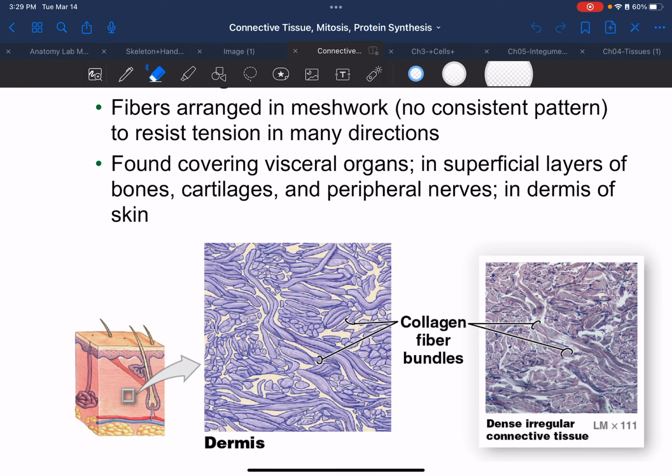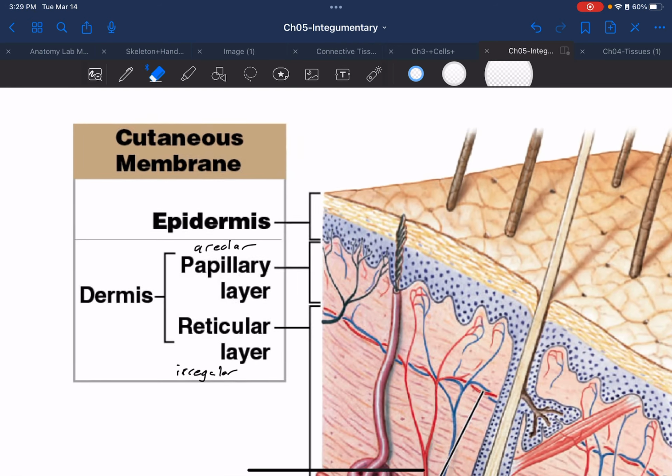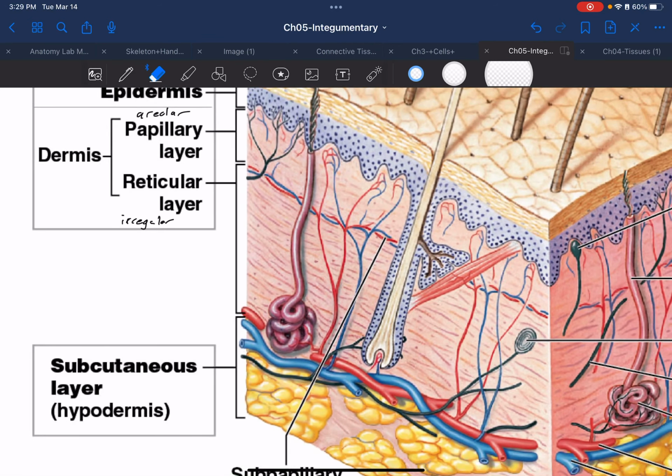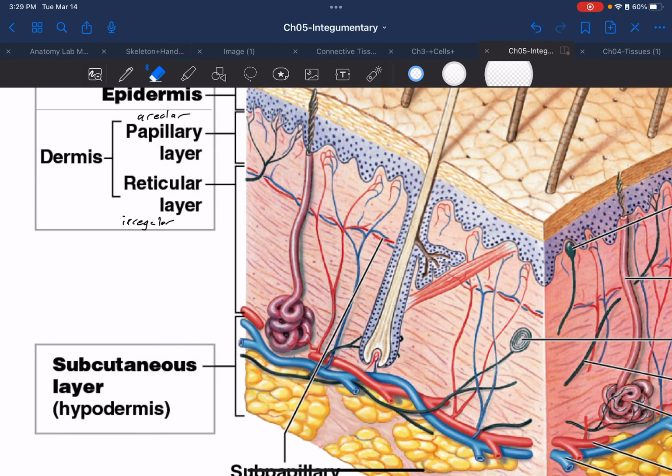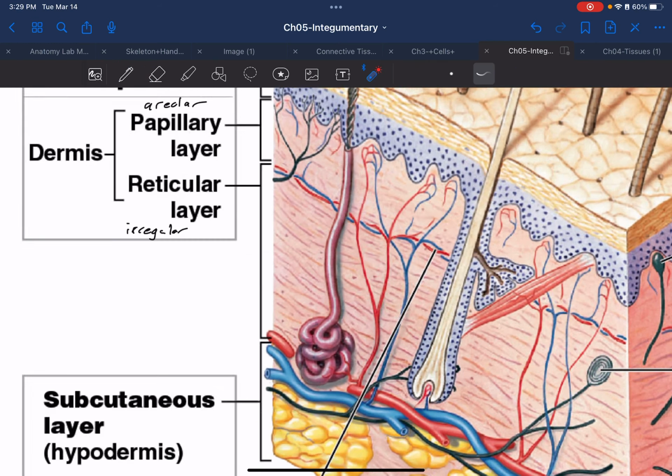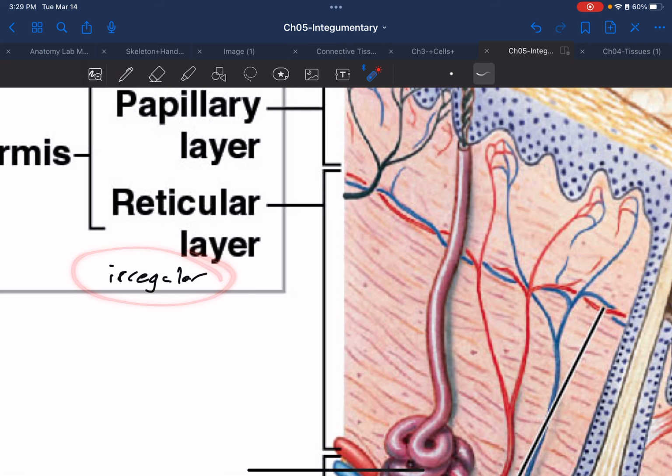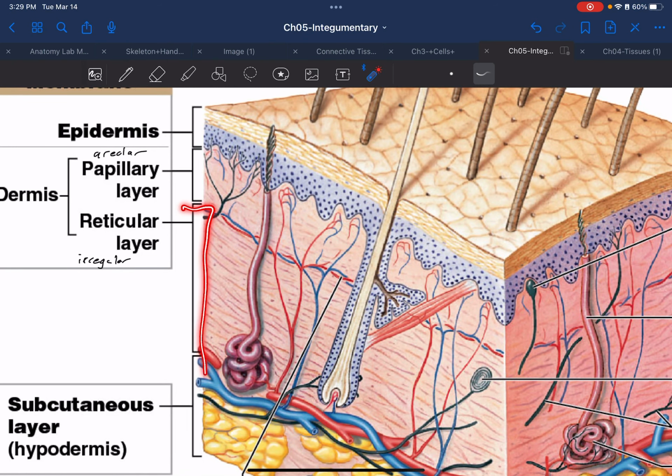And so that allows for that little bit of stretchiness, and that way your skin can retain some ability to reform its shape after a little bit of maybe some wear and tear, some excessive friction or damage. And so irregular connective tissue is best suited for that reticular layer.